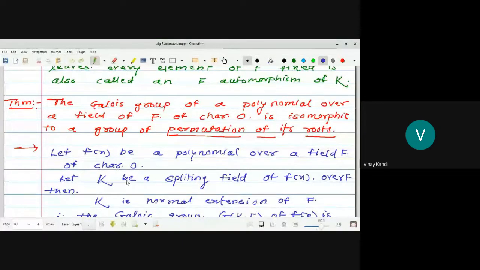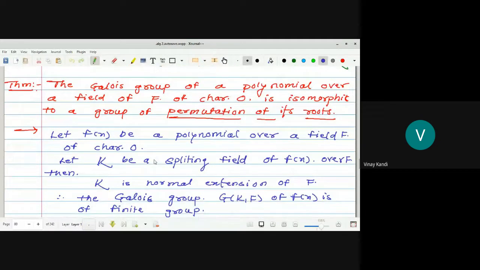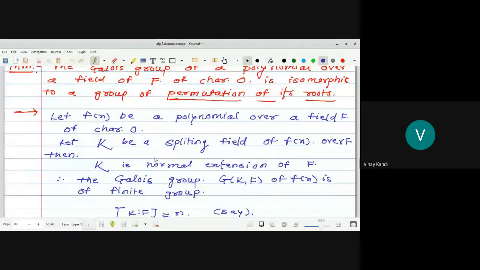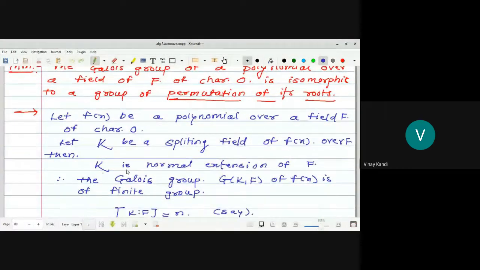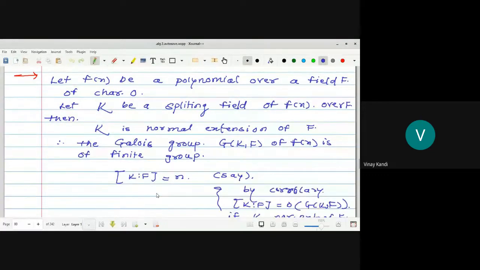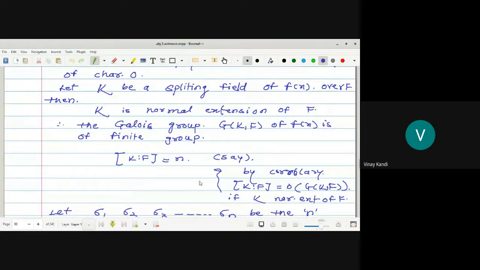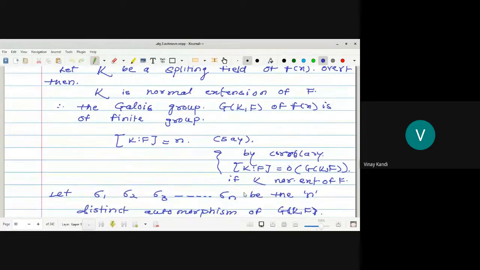Let f(x) be a polynomial over the field F with characteristic 0, and K be the splitting field of f(x) over the field F. Then K is a normal extension of F, by the theorem. So the Galois group G(K,F) of f(x) is a finite group, and the degree of K over F is equal to n by the corollary. The degree of K over F is equal to the order of G(K,F) if K is a normal extension of F.